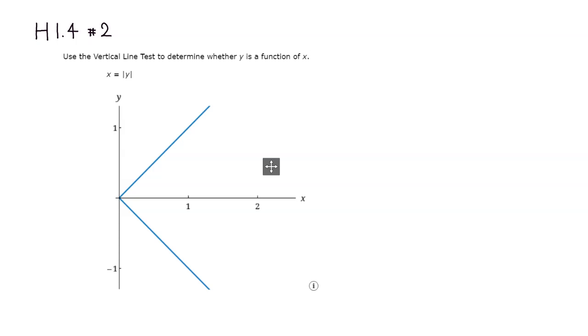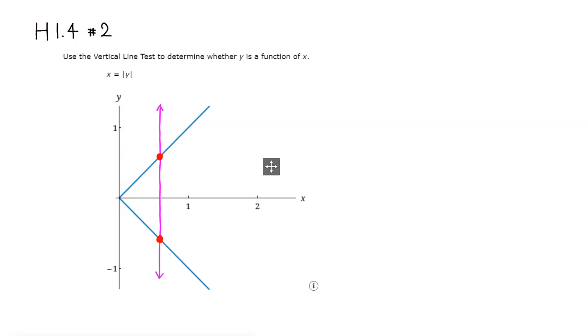If it intersects more than once, then it fails the vertical line test. So we find the easy one here. Here's a vertical line, and you can see that this particular vertical line is going to have more than one, actually two, intersection points. Therefore, it fails the vertical line test. So it is not a function.